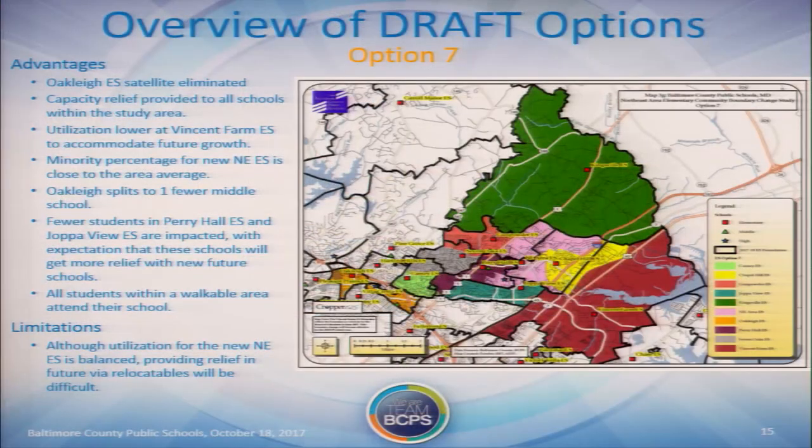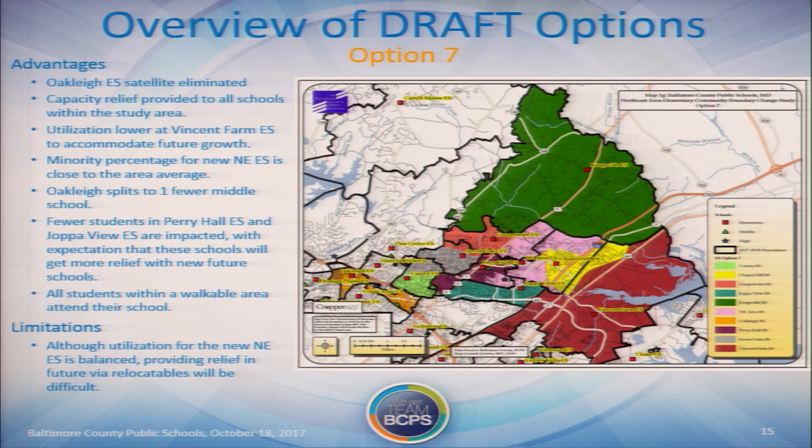Going through quickly some of the advantages and limitations. As I mentioned, the satellite area is gone. Capacity relief is provided to schools within the study area. Vincent Farm has a lower utilization in this option so that they can absorb future growth potential that we know is not far down the road.